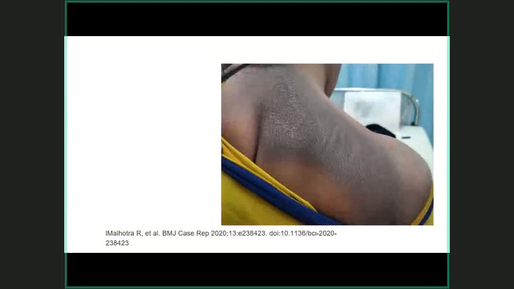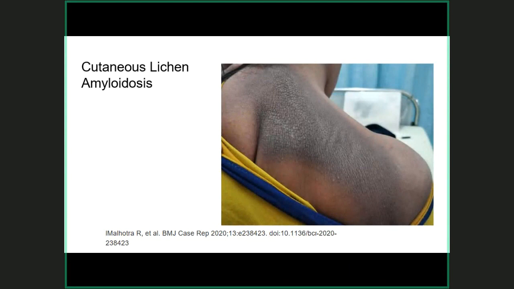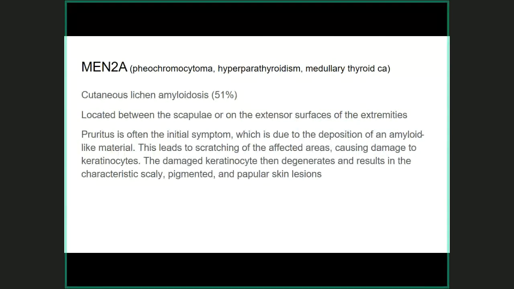What's this? This is actually cutaneous lichen amyloidosis. Multiple endocrine neoplasia type 2A is often associated with this skin manifestation. It is commonly located between the scapulae or on the extensor surface of extremities, and itching or pruritus is often the initial symptom, which is due to deposition of the amyloid material.